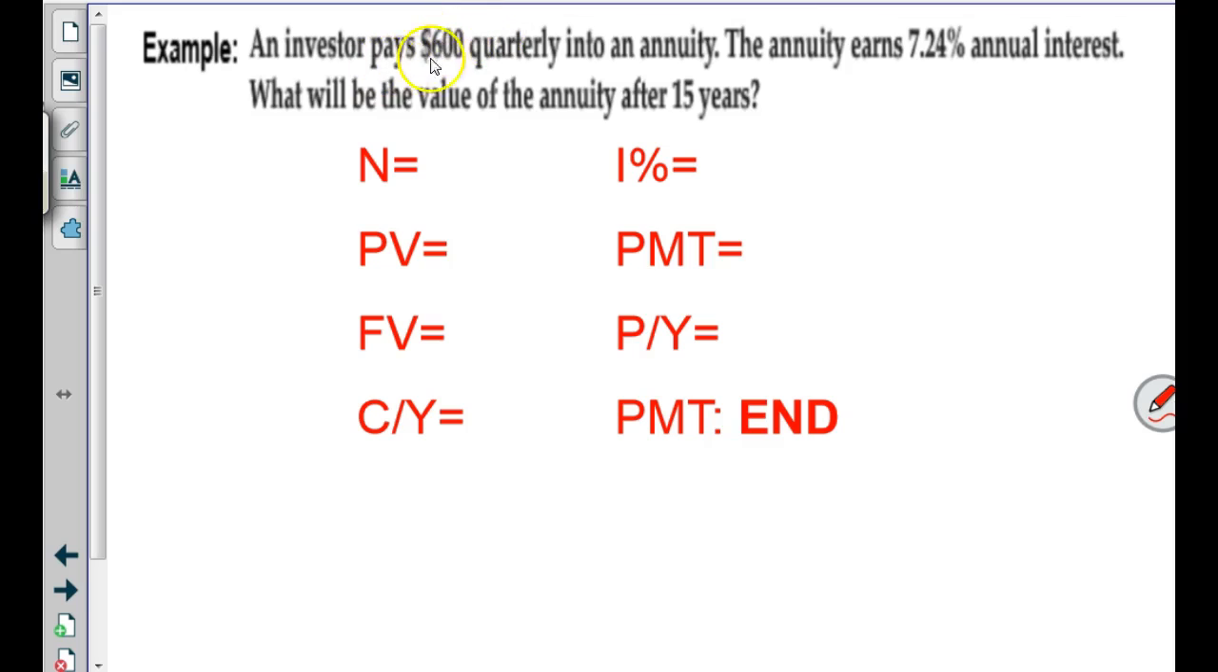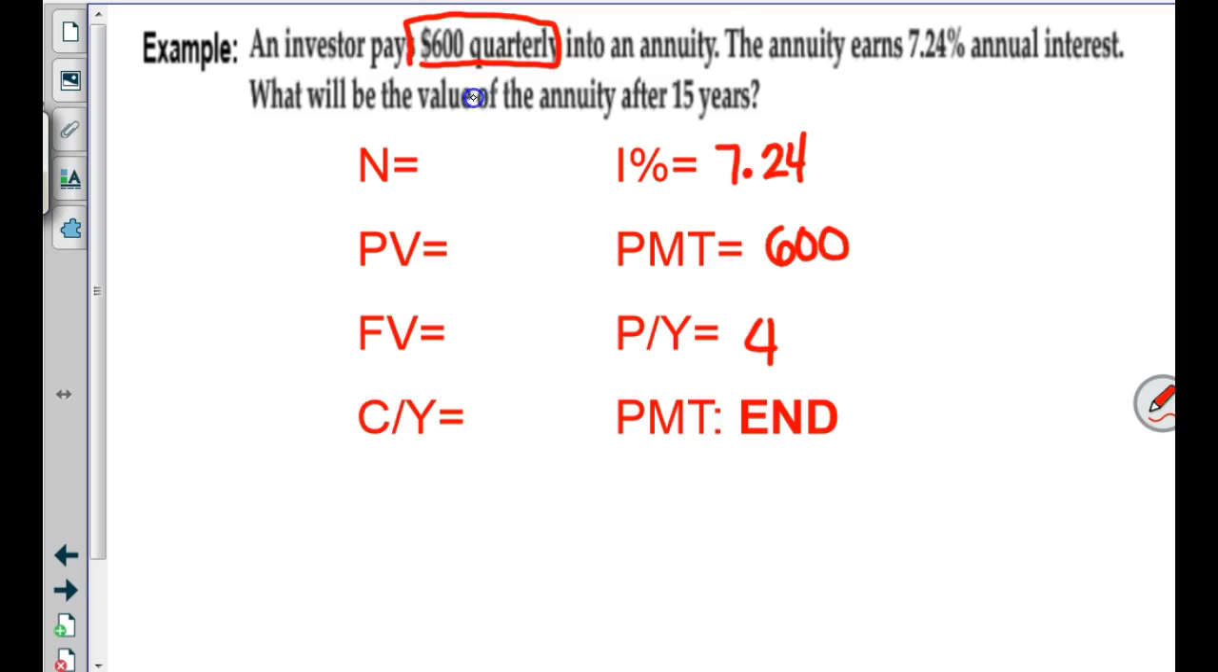All right, so he pays $600 quarterly. So what is the $600? Anybody know? It is the payment. Quarterly would be how many times a year? 4. So he's making 4 payments a year. The annuity earns 7.24% annual interest. That is the I, and we don't move the decimal, 7.24.